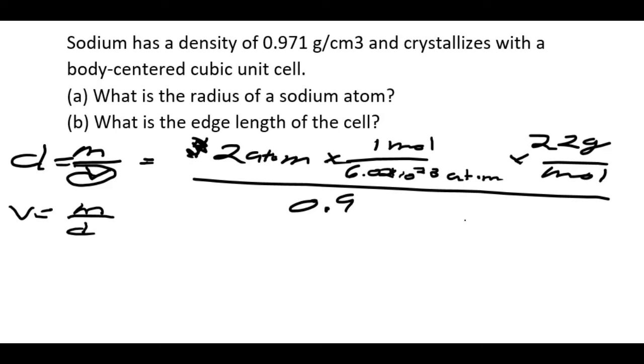Now, okay. With that, we can now solve the edge length. So let's do this. So 2 divided by Avogadro's number times 22.